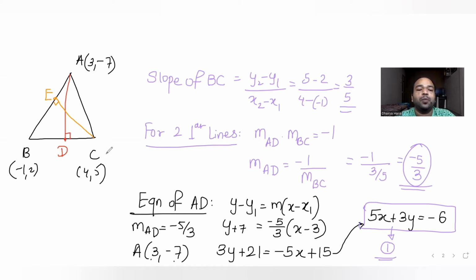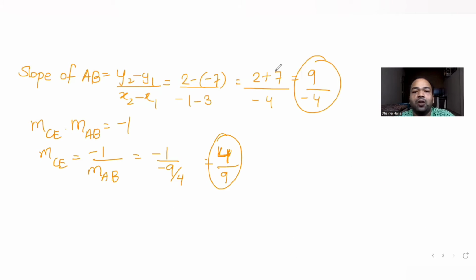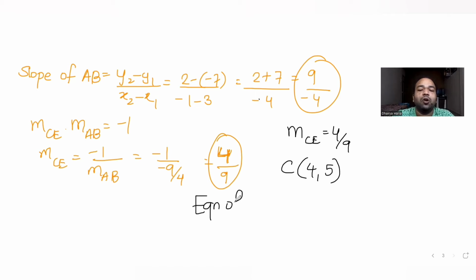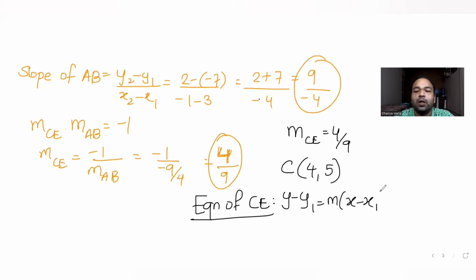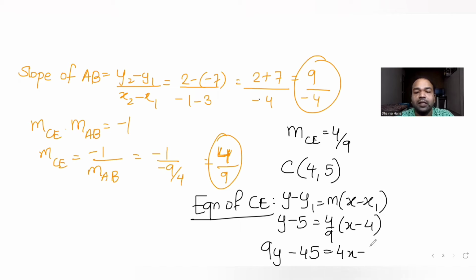And we know that CE also passes through point C, whose coordinates are known, that is 4, 5. So for the second equation of the line, I know the slope 4 by 9, and I also know the coordinate C 4, 5. So the equation of the altitude CE is given by y minus y1 is equal to m times x minus x1. So from this I get y minus 5 is equal to 4 by 9 times x minus 4. If I solve this further, I get 9y minus 45 is 4x minus 16.